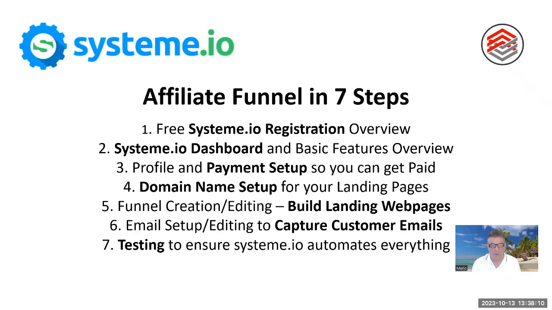So what are the 7 steps to generate your first affiliate funnel? The 7 steps are Systeme IO registration, your Systeme IO dashboard, your payment setup, your domain name setup, building the web pages, which is your funnel creation, the ability to manage emails, capture emails, and send emails, and then testing to ensure Systeme IO automates everything, allowing you the freedom to be anywhere at any time.